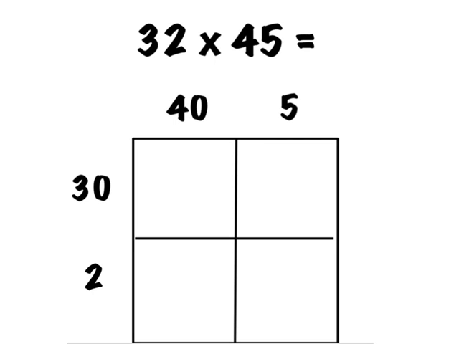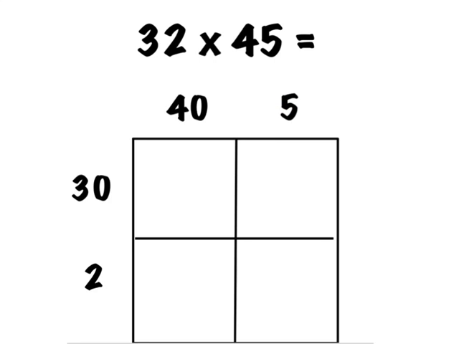After I've set up my box, I need to separate my two-digit numbers into tens and ones. So my number 32 will be split up into 30 and 2 more. 30 represents my tens, 2 represents my ones. I'll do the same for the number 45. First, I'll split 40 and then 5, separating my tens into one column and my ones into another column.